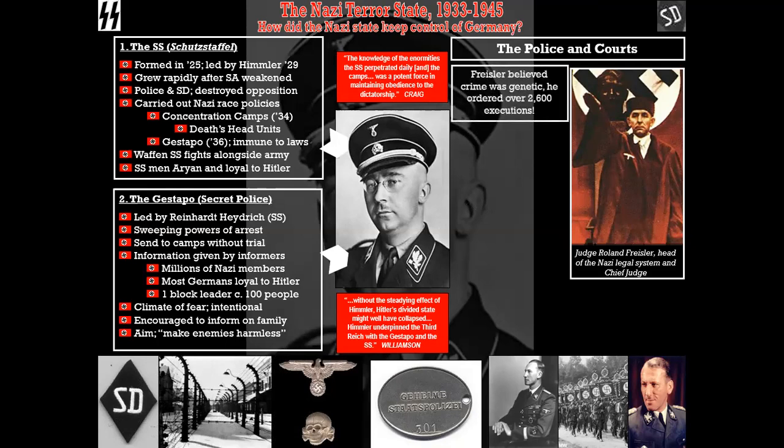Freisler believed that crime was genetic, and therefore anyone that broke the law had to be stopped from having children. And the easiest way of dealing with that was simply to execute anyone who broke any law for any reason. After all, crime is genetic. So if you shoplifted or if you attempted to assassinate someone, you face the same sentence: death. He ordered over 2,600 executions in his time in power. In fact, every case that came before Freisler was given an execution. They were found guilty and they were executed. He's the one who executes Sophie Scholl, for example. More about that in a moment.